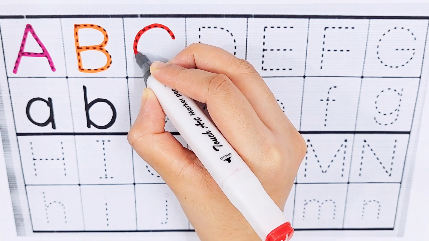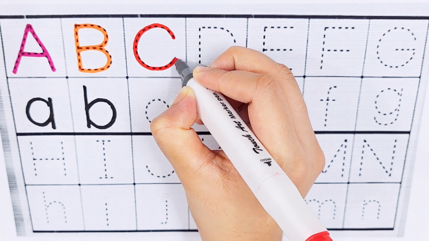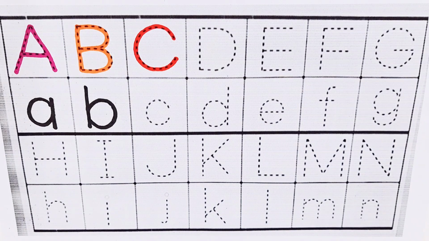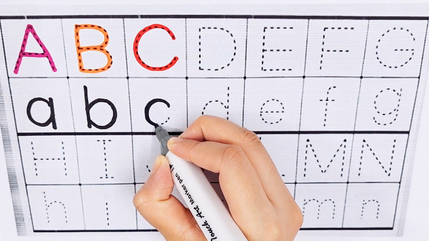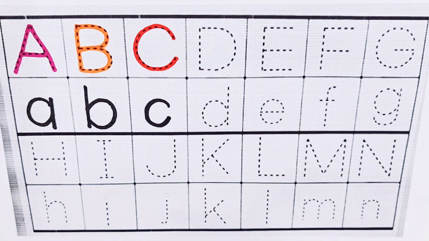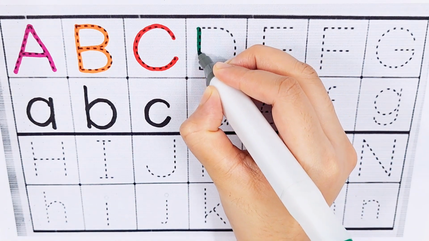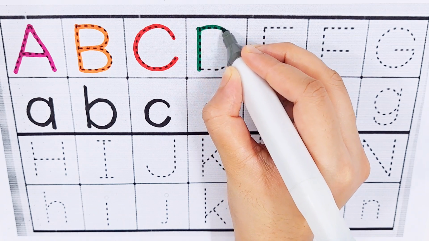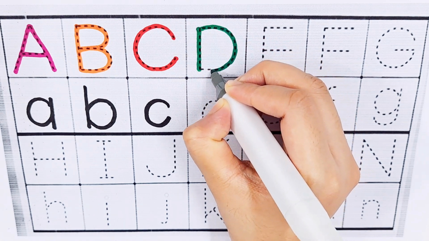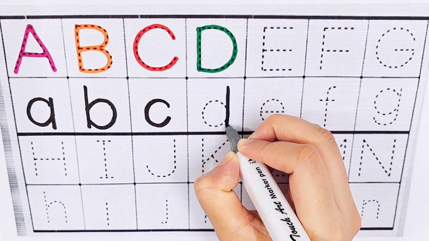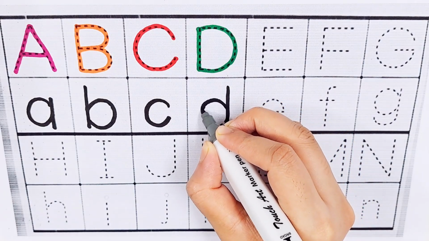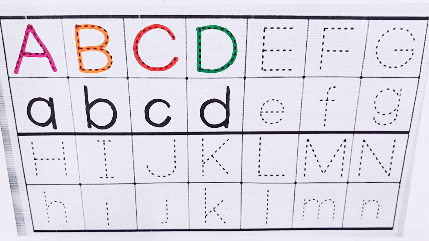C for cucumber. C for cabbage. D for dolphin. D for dog.